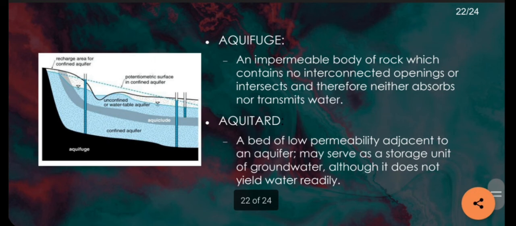Aquitards. A bed of low permeability adjacent to an aquifer may serve as a storage unit of groundwater, although it does not yield water readily. So, an aquitard is a geological formation of poor permeability, but through which seepage is possible, and hence it would yield water freely to a well.